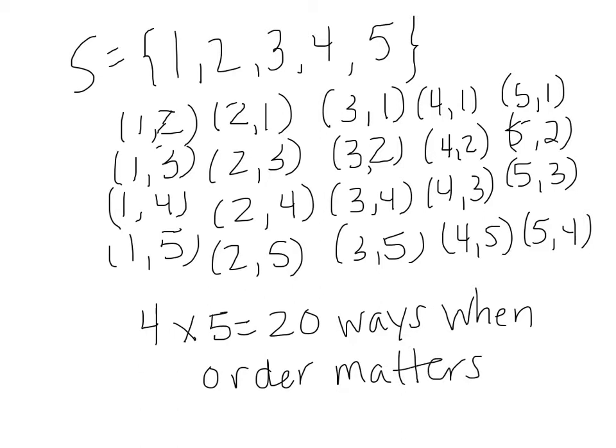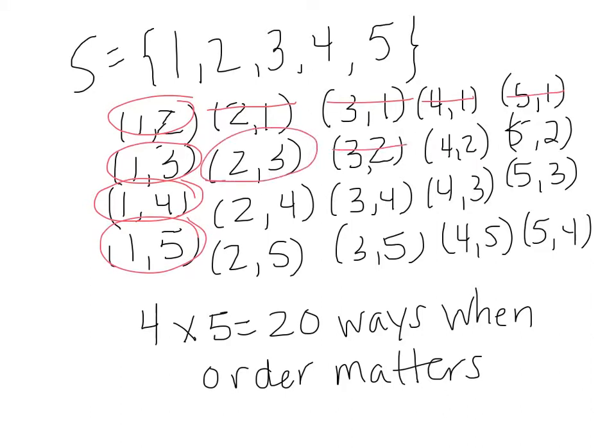But as I mentioned in the lottery, order doesn't matter. And when order doesn't matter, we need to get rid of the duplicates. So 1, 2, if order didn't matter, would be the same as 2, 1. 1, 3 would be the same as 3, 1. 1, 4 would be the same as 4, 1. And 1, 5 would be the same as 5, 1.